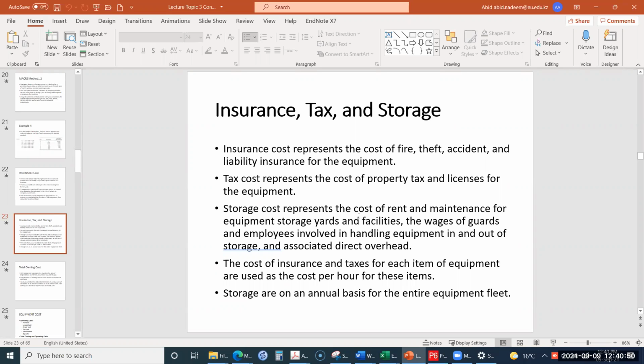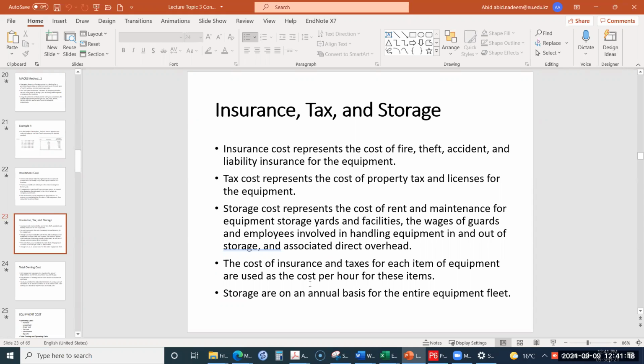Storage costs represent the cost of the rent and maintenance for the equipment, storage yards and facilities, the wages of the guards and employees involved in handling equipment in and out of the storage, and associated direct overheads. So of course, some of the equipment are large machines that need to be stored, so their storage costs need to be considered.